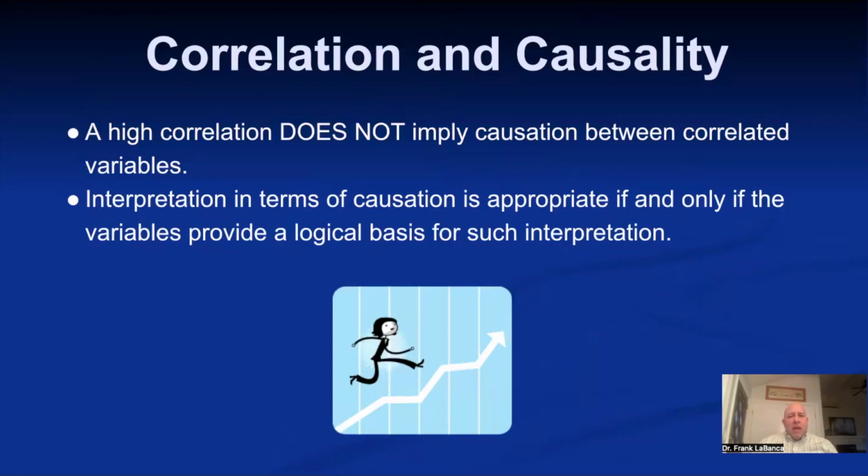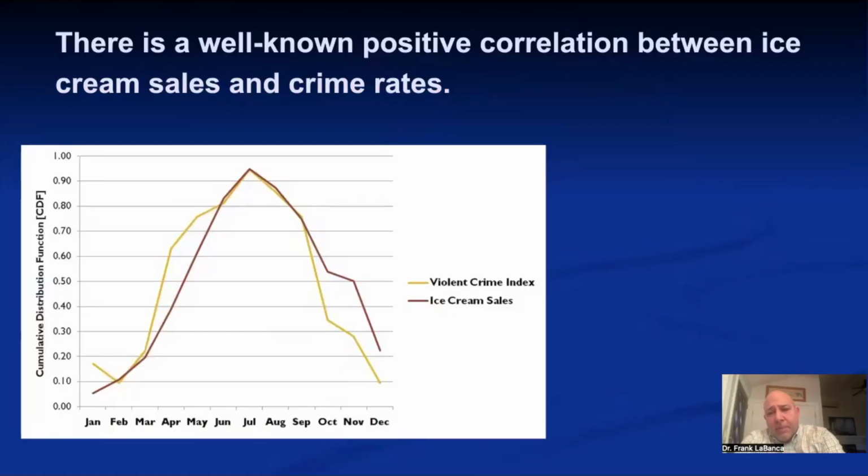Now, let's keep in mind that correlation and causality are different things. Just because something has a high correlation doesn't mean there's causation for the variable. And we'll talk about a great example in a second. So the interpretation of causation is only appropriate if the variables provide a logical reason for interpretation. Okay, so let's give an example of that.